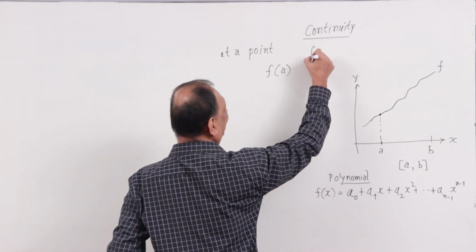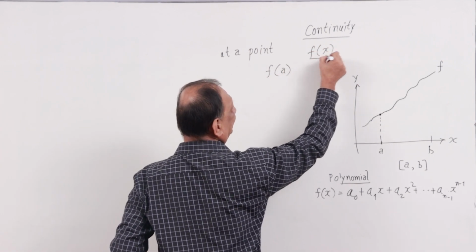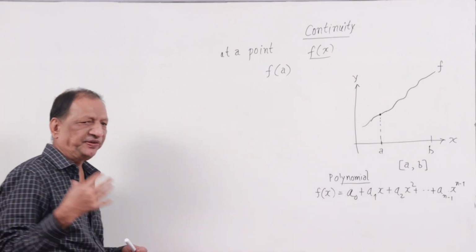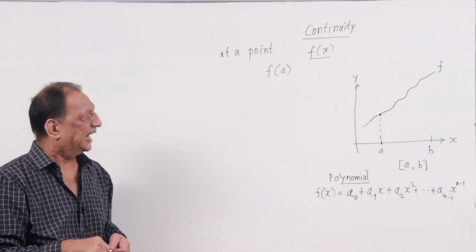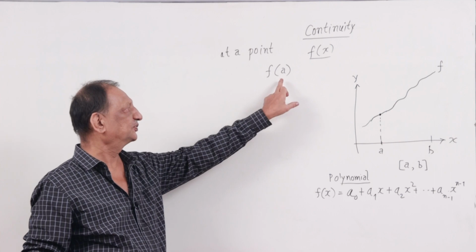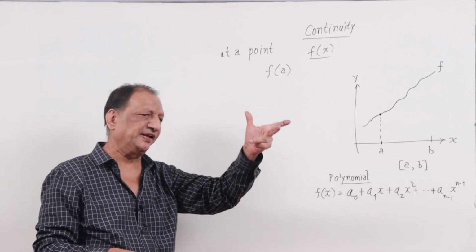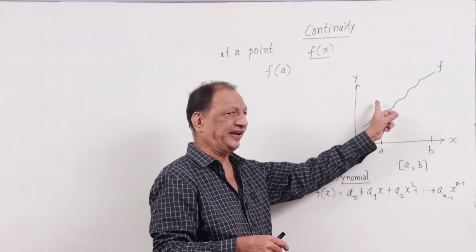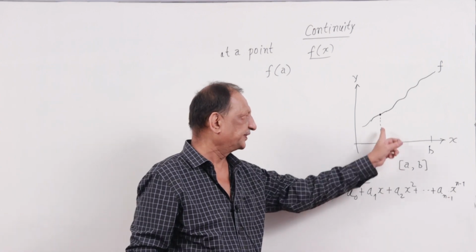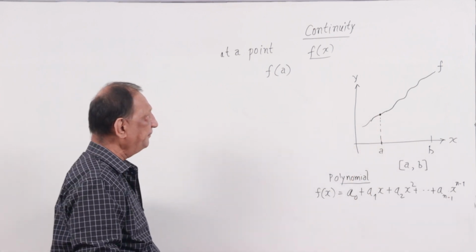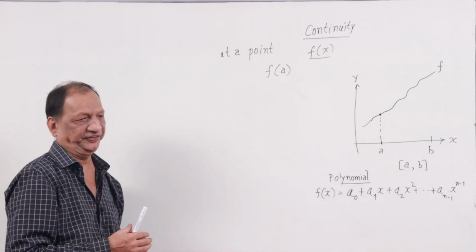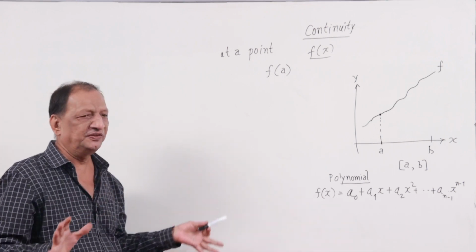The function itself is f(x), where x varies over all real values, and a particular value of x that I want is a. Therefore, f(a) is the value of the function at the point a. So that is the altitude at that point, right? First of all, f(a) must be defined. If it is not defined, there is no question of continuity.